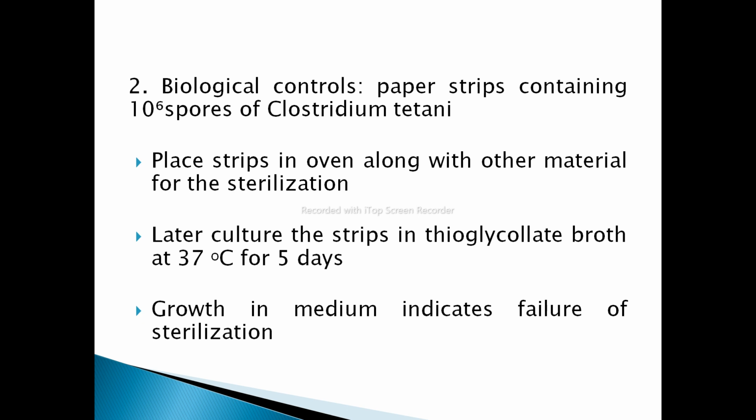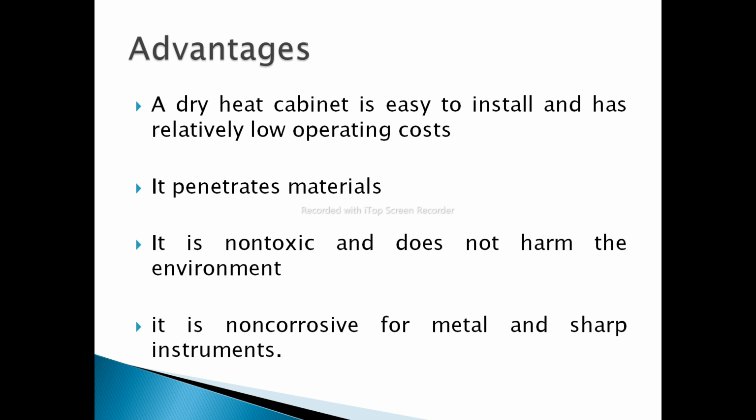The strips are kept in the hot air oven for sterilization, and later we culture the strips in thioglycolate broth at 37 degrees for 5 days. If there is no growth, then we can say that our instrument is good. But if any growth of microbes is found, then there must be some failure in the instrument, and we need to check what problem is happening.